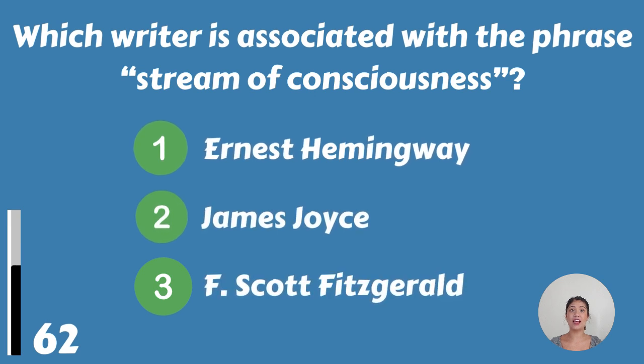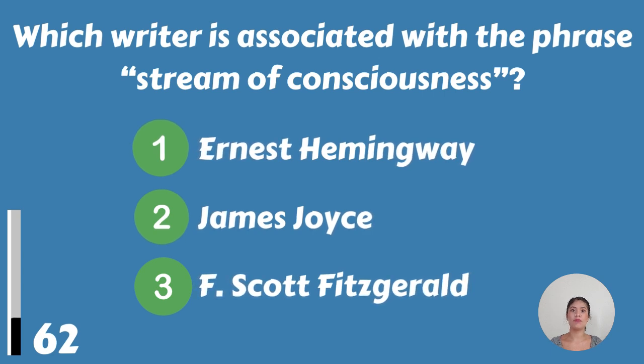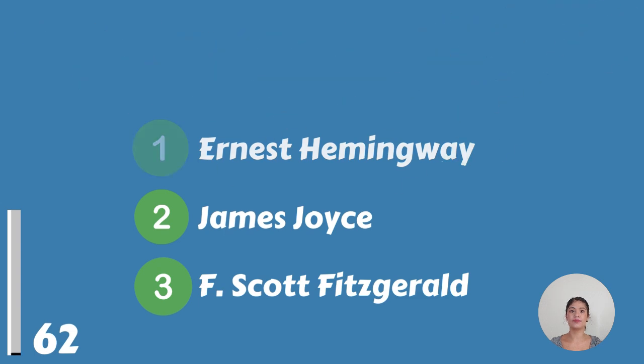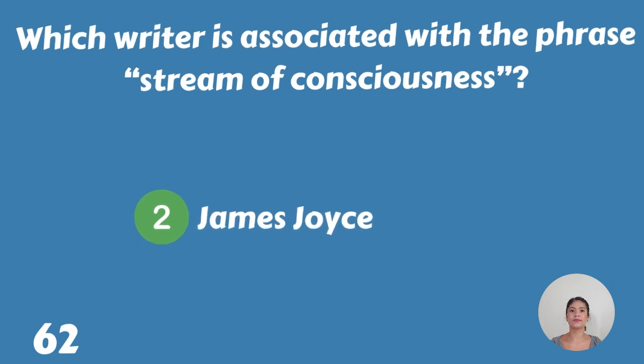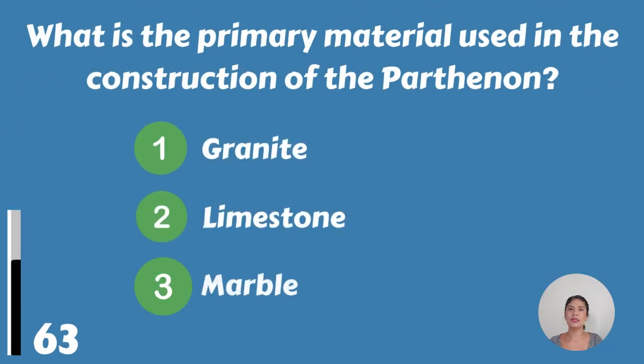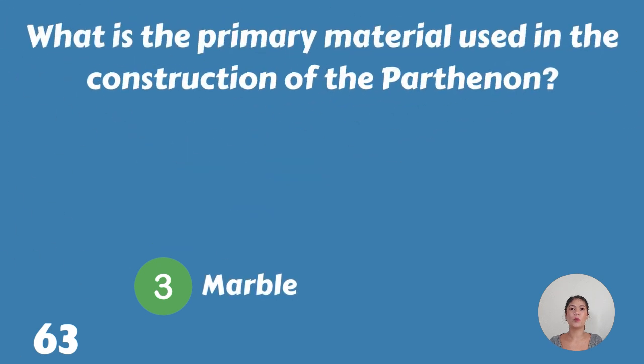Which writer is associated with the phrase stream of consciousness? Ernest Hemingway, James Joyce, F. Scott Fitzgerald. James Joyce. What is the primary material used in the construction of the Parthenon? Granite, limestone, marble. Marble.